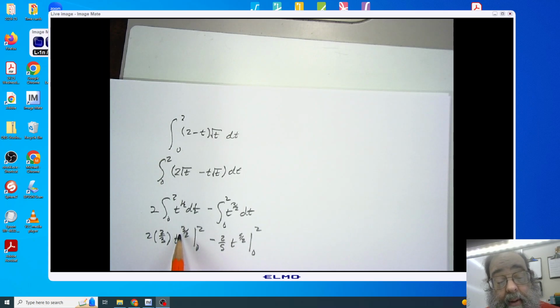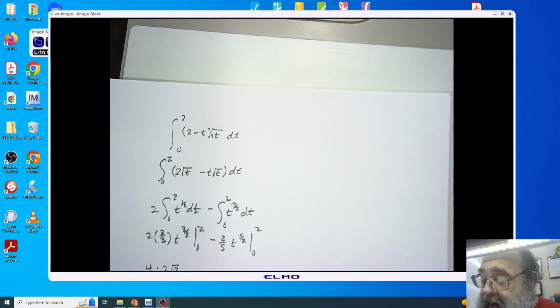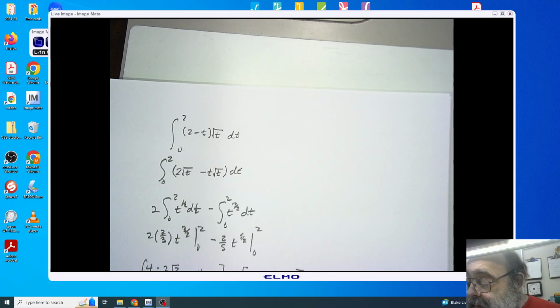2 cubed, so 3/2 power. That's just going to give me 4 times 2 root 2 divided by 3 minus 4/3 times 0. There's the first part. We then do the second part. The second part is now going to give me 5/2. So I'm looking at 2 times 4 root 2, and it's over 5. And then we're subtracting 0 again.